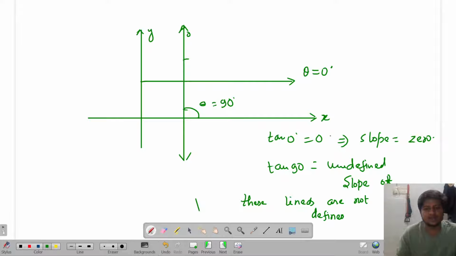So two cases are there. One, parallel to the x-axis, theta is 0, slope is 0. But if theta becomes 90, then slope becomes undefined. Understood or not? Tell me. Understood now? Yes, sir. Got it? Yes, sir. Radha, Sparsa, Sneha. Got it or not? Okay.